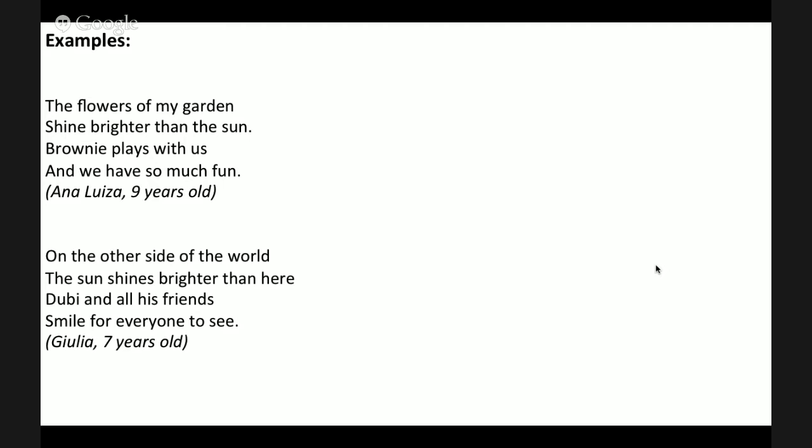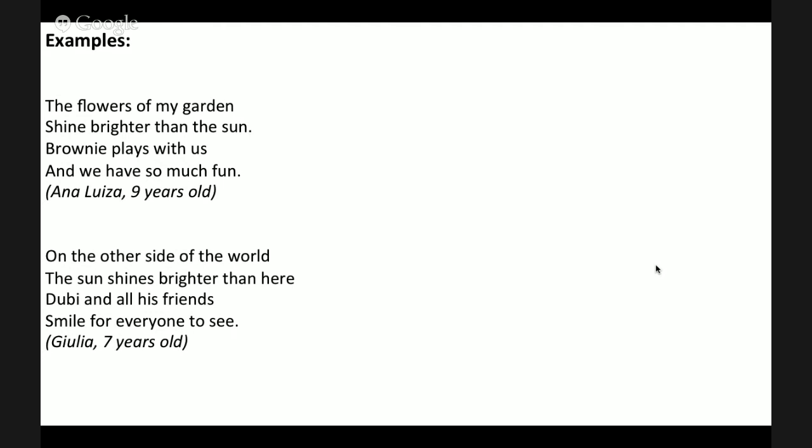So they wrote poems based on this project. So I'm going to read them for you. The first one is done by Ana Luisa, and she's 9 years old. So she wrote, "The flowers of my garden shine brighter than the sun. Brownie plays with us and we have so much fun." Brownie is in all these pictures, and he's here with me too. I'll show you after the slides.